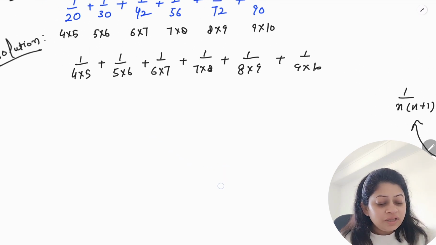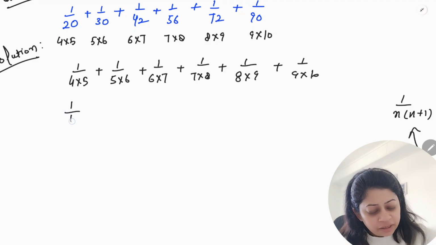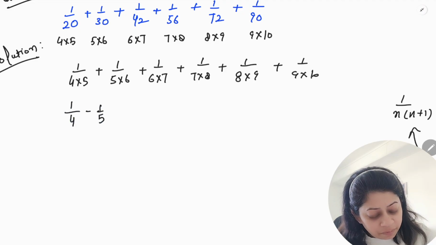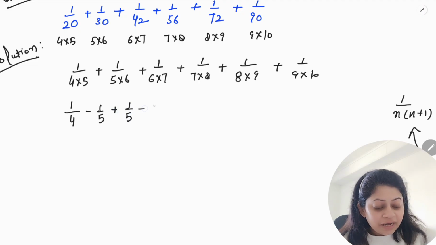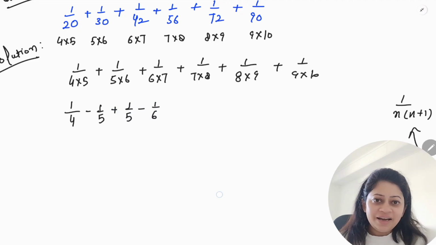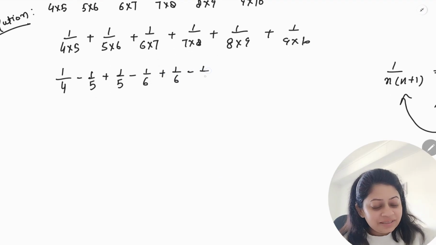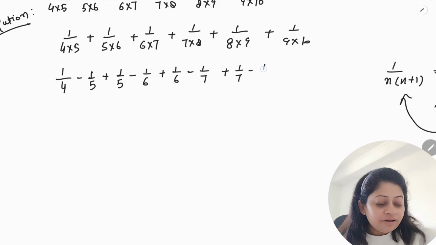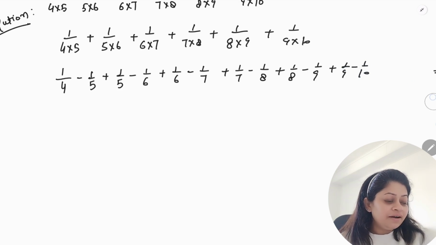So we know this now that 1 by 4 times 5 can be written as 1 by 4 minus 1 by 5, right? Similarly, 1 by 5 times 6 can be written as 1 by 5 minus 1 by 6. This is easy now, right? So 1 by 6 minus 1 by 7. 1 by 7 minus 1 by 8. 1 by 8 minus 1 by 9. 1 by 9 minus 1 by 10. Right or not? I hope you are getting it, right?